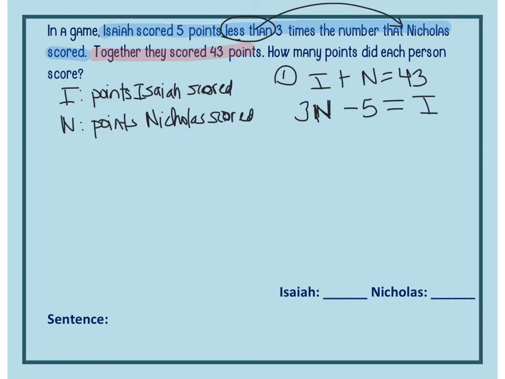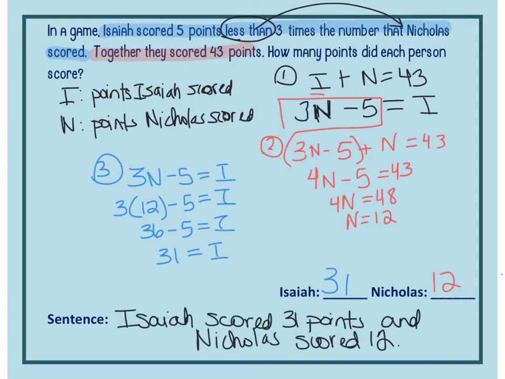So now your choice to do substitution or elimination. I'm going to give you a hint though. One of your variables is already solved for, so that might be a hint to what method's easier. Now go ahead and pause this video, and when you come back, the answer will be there. Final answer is Isaiah scored 31 points and Nicholas scored 12 points. Guys, substitution was the easiest method because I was already solved for.